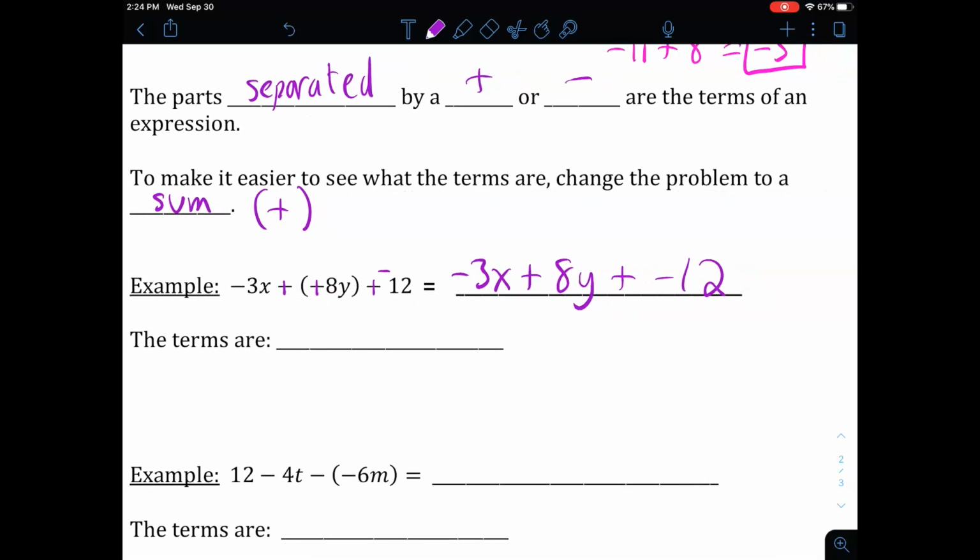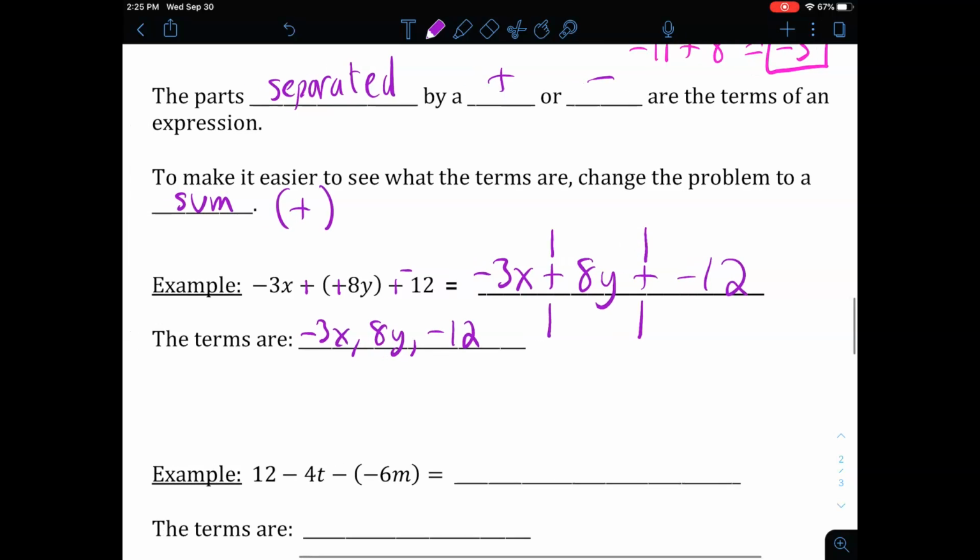Okay? Because the terms are going to be everything separated around and between the addition symbols here. So we're going to draw little walls, kind of above the little vertical line of the addition symbols. Now everything around and between those are going to be the terms. So what are the terms, you guys think? Negative 3x is the first term, right? That's this part right here. What's in the middle there? We have 8y is the middle term. And we have negative 12 is the last term. So those are the terms of an expression.